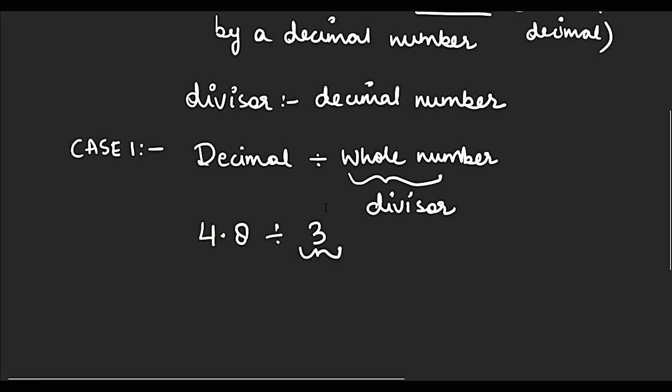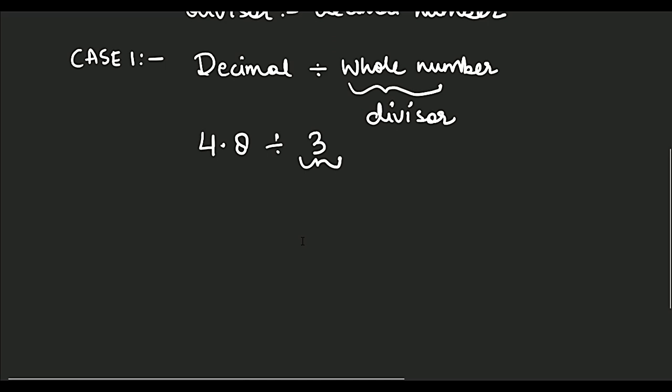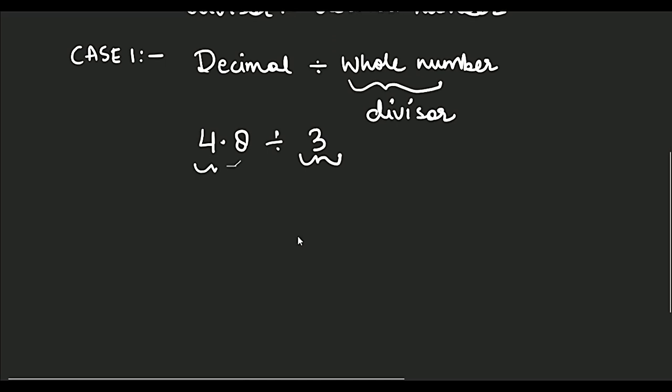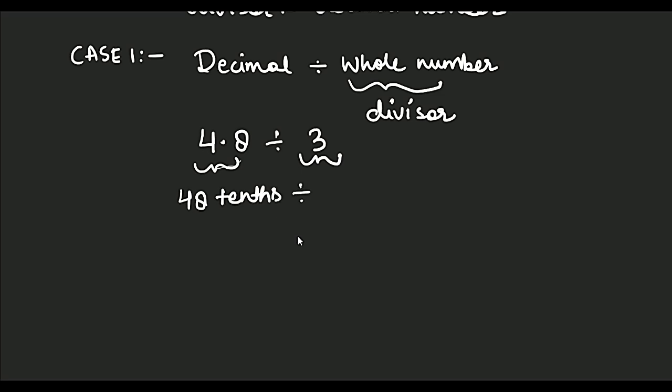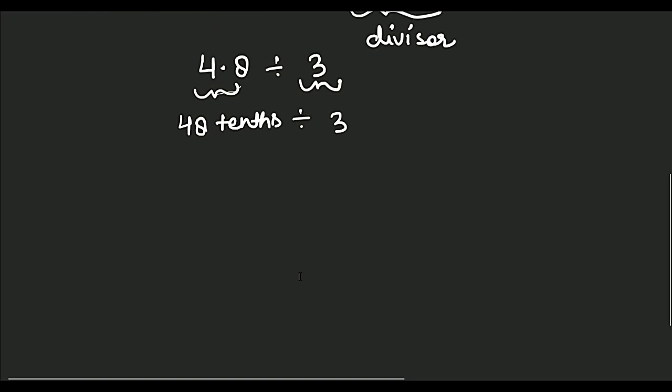Very simple. 4.8 is a decimal number, and we can write this number as 48/10 also. However you like, or maybe you can keep this point aside and treat it as a whole number, and after dividing, we'll again place my decimal point. So right now my number is 48. 48 divided by 3 is 16.